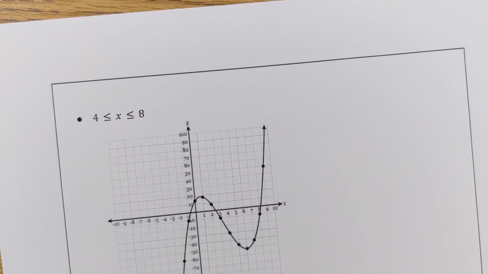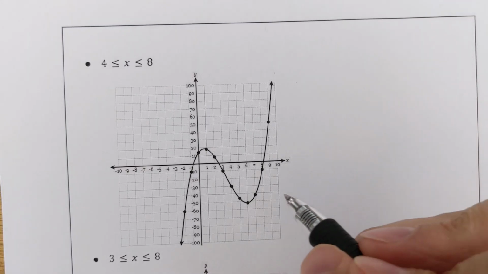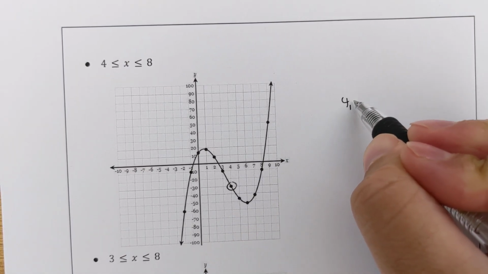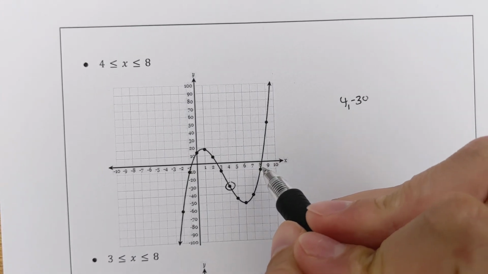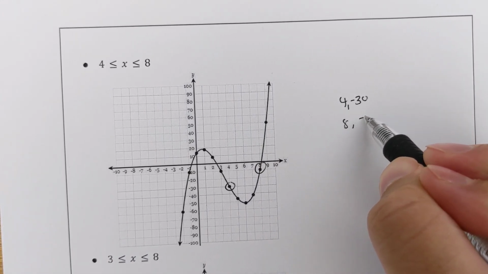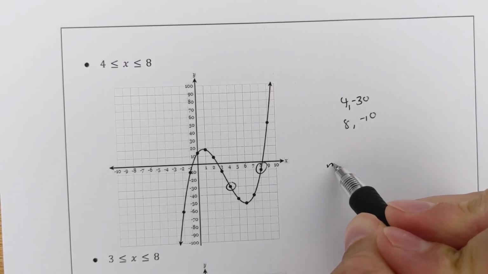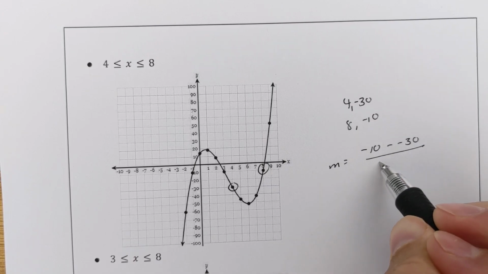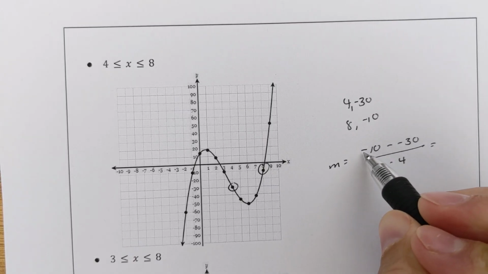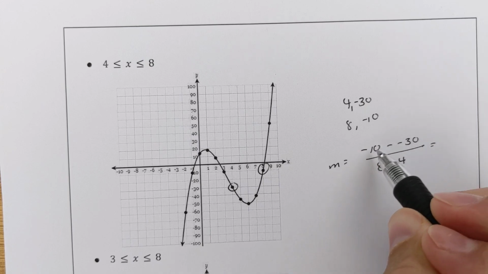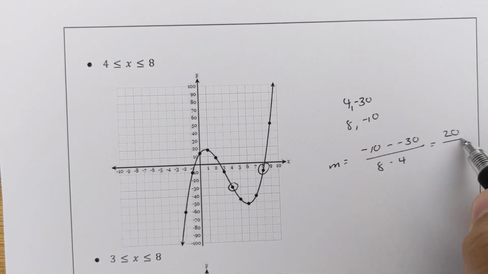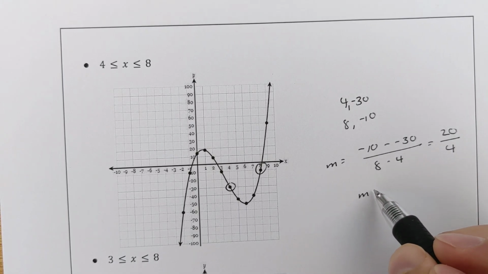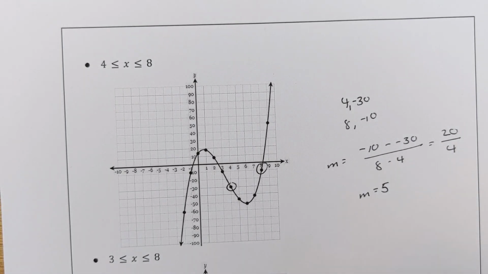Alrighty, last two here. So 4 and 8. So x equals 4 is right here. So 4, -30. 8 is right here. 8, -10. So y2 minus y1 over x2 minus x1. So -10 minus -30, that's -10 plus 30. So that's 20. And that is 4. So this just comes out to be 20 divided by 4 is 5.